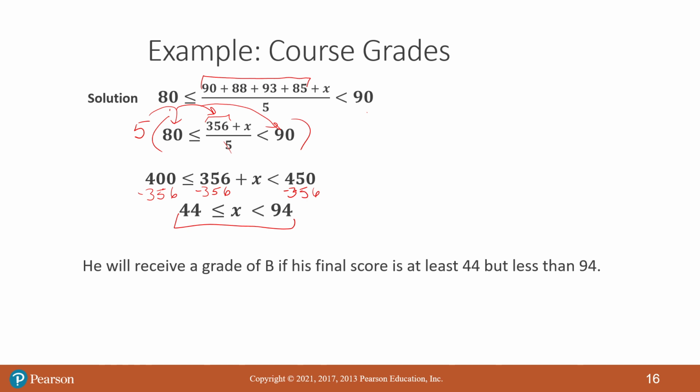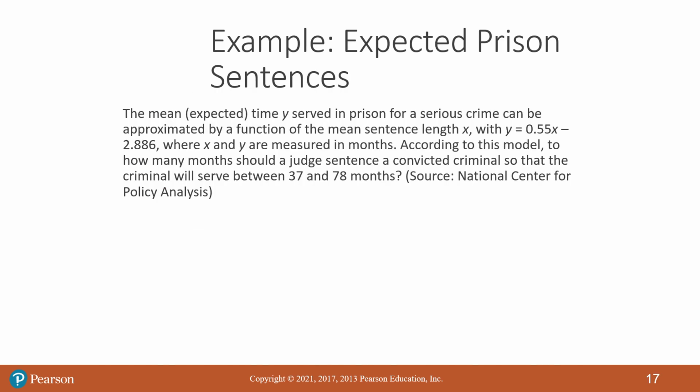So, this is the grade range, 44 to 94. They make a 44, they get their B. They can make up to a 94 and still have a B. Obviously, if they make better than 94, they have an A. Simple enough. Double inequalities.